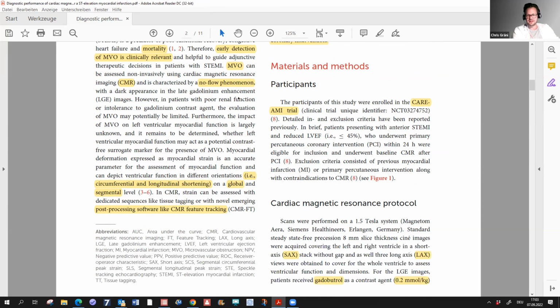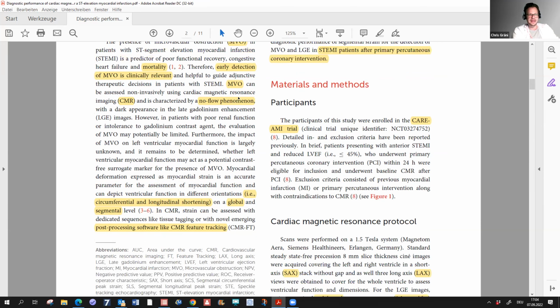CMR is an absolutely fantastic tool to not only depict the dimensions of the left ventricle and the function, but also you can nicely depict the tissue characteristics, as we know, like the enhancement for the scar quantification. And when you have areas where no gadolinium is going in and it appears purely black, then we call this a so-called no-flow phenomenon. It's endocardial, can be present after myocardial infarction, and is called MVO, microvascular obstruction.